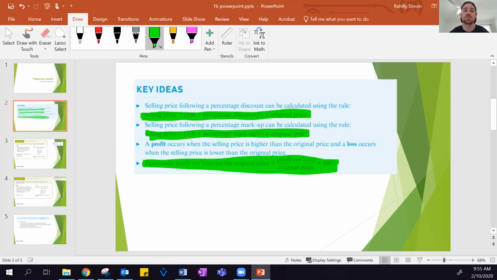But basically, to work out the selling price after a discount, there's a formula you need to follow. To work out the selling price after a markup, there's a formula as well, and then there's a formula for percentage of profit or loss. Basically a markup is when it is made more expensive, and a discount is obviously when it's discounted and cheaper. We'll jump into the examples. That should make a little bit more sense on the next slide.